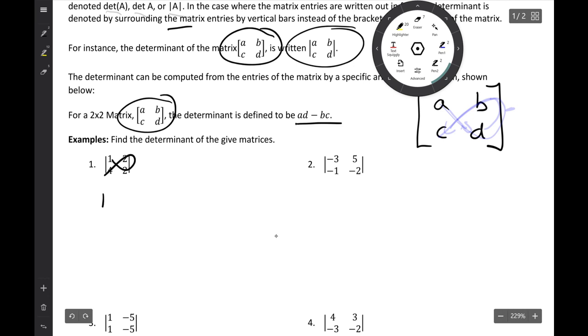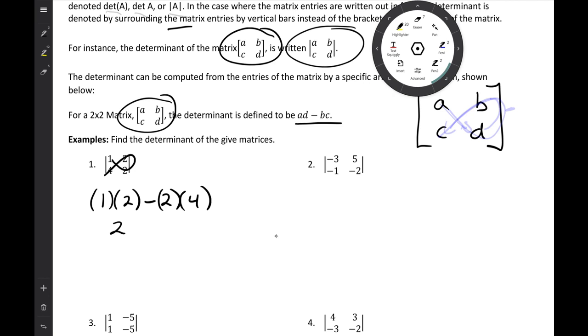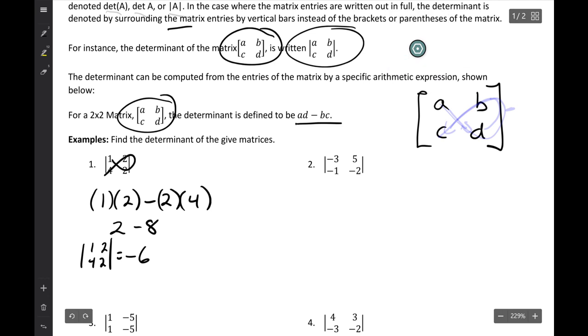So it's 1 times 2 minus 2 times 4. 1 times 2 is 2. 2 times 4 is 8. 2 minus 8 is negative 6. So the determinant of this matrix is equal to negative 6. Kind of nice. It's really not that hard, which you can be quick to do. You can probably do these in your head, but I'm going to write it out because it's always good practice.